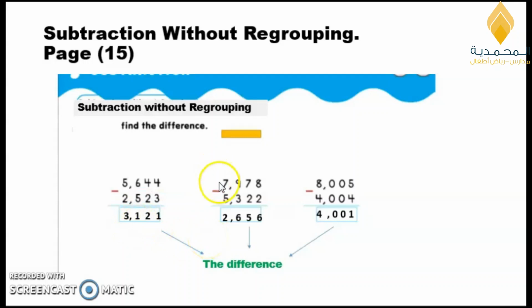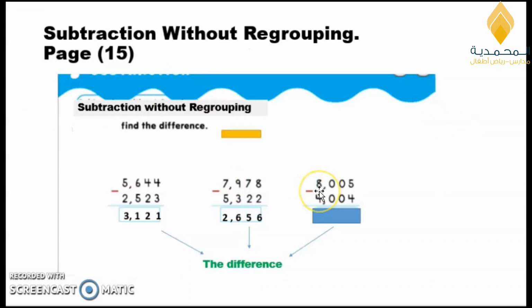Let's take another example. Okay, let's read the number first. 7,978 minus 5,322. The same. We should start subtracting from the ones. 8 minus 2 is 6. Good job. 7 minus 2 is 5. 9 minus 3 is 6. Excellent. 7 minus 5 is 2. Excellent. Let's take the final example.